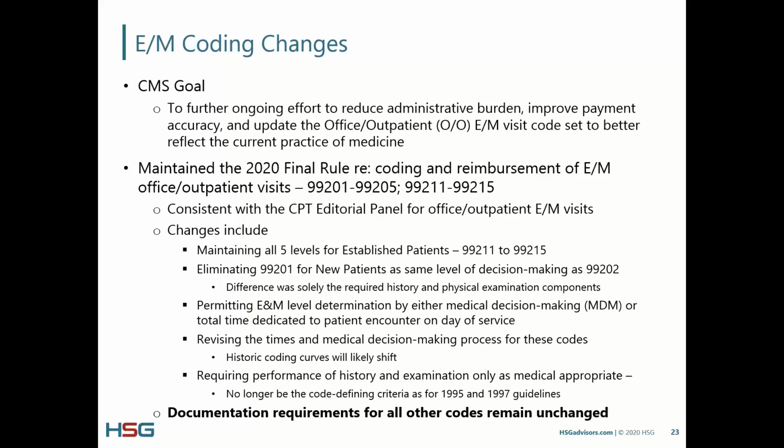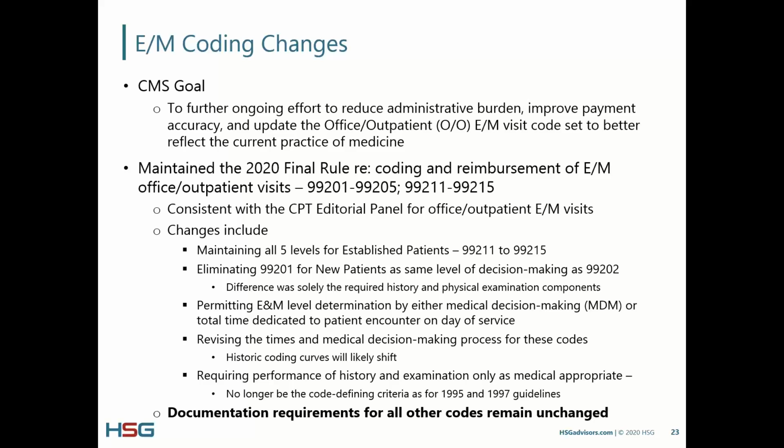So CMS, taking this under advisement, has been looking over the past several years at changing this documentation. They're working in conjunction with the CPT editorial panel for these codes, and they've changed what they were going to do. You might recall that the final rule several years ago indicated that they were going to combine the level 2 to level 4 visits, just have a level 1, a mid-range, and an upper. They pulled back on that last year. And so what they're doing now for January 1st, 2021, is they're maintaining all 5 levels for established patients. As we mentioned before, they're eliminating the 99201.